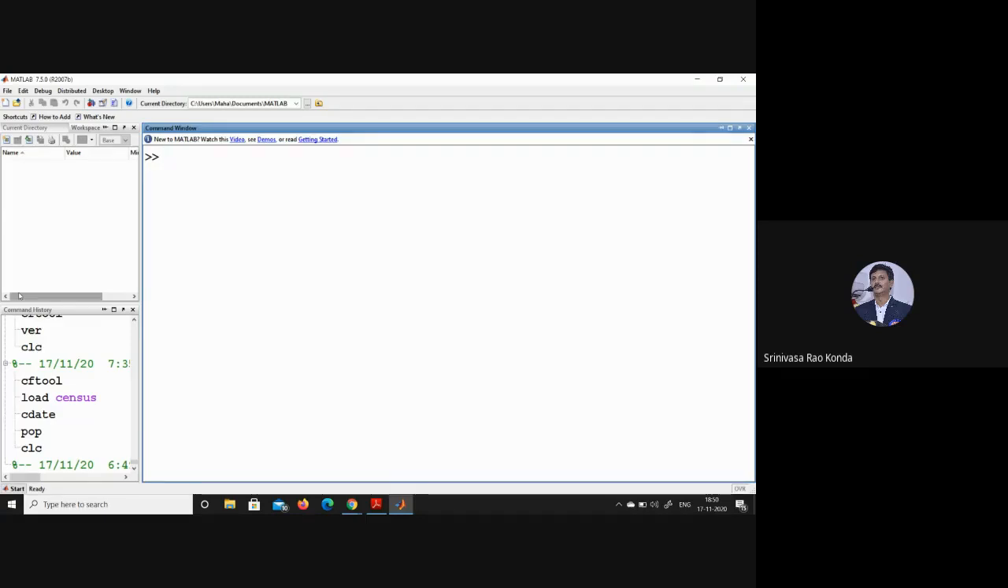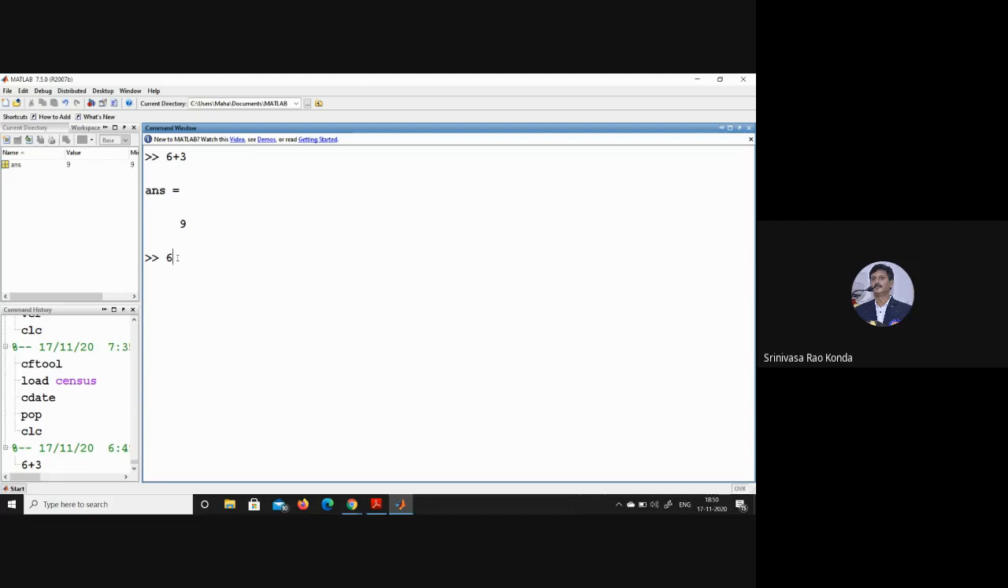So how to enter a command? As I told, 6 plus 3. This is the input given by the user. If you want to get the output, you have to press the enter key. This is the input given by the user, and this is the output given by MATLAB. Again, double greater than and the cursor is blinking. MATLAB is ready to accept your command again.